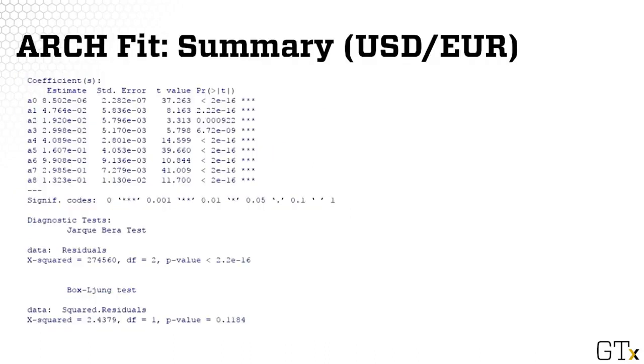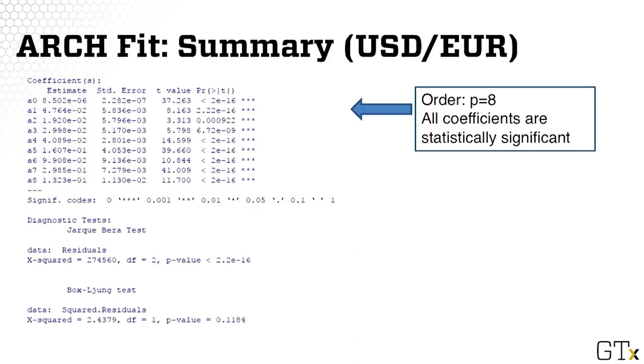This is the summary of the fit for the ARCH model applied to the ARMA residuals for the Euro-USD exchange rate. Recall that the ARCH order is 8, and thus we have 8 AR coefficients, but also a0, which is the estimate of the mean or intercept parameter. All coefficients are statistically significant since the p-values of the test for significance are all very small, indicating that an order 8 for the ARCH model is appropriate. A larger order ARCH model may be explored.